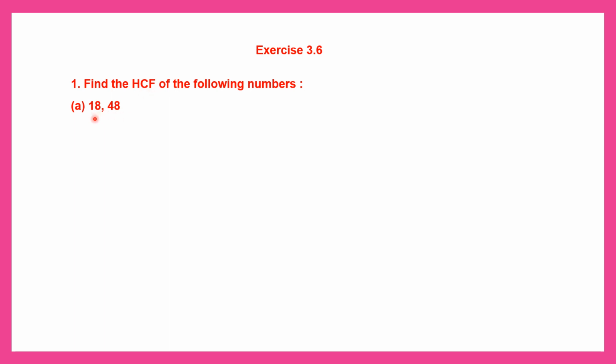So we have to write the factors of 18 and the factors of 48. Pick out all the common factors and from that take the highest common factor. Now there are different methods of doing it. Here we're going to use the prime factorization method to find first the factors of 18, then the factors of 48, then we're going to look out for the common factors. Remember, common factors, highest common factor. So let's begin by finding the prime factors of 18.